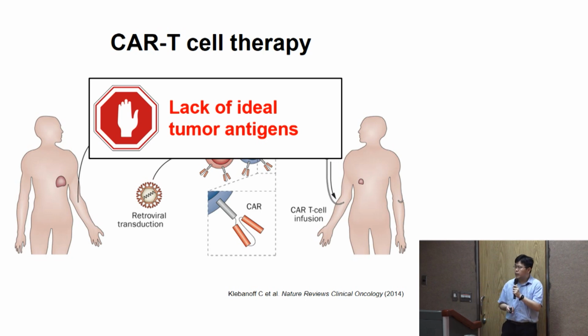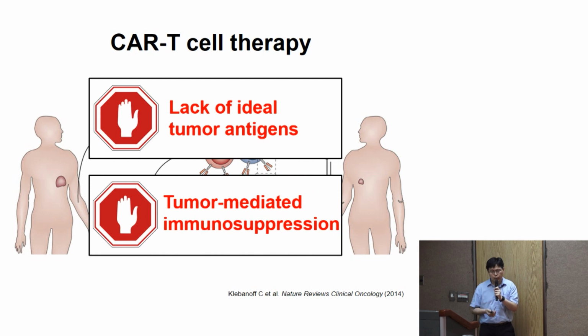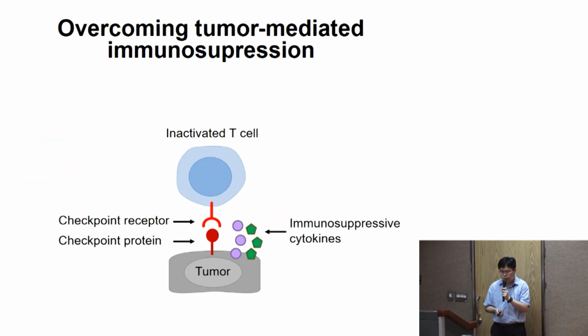Next, even if there is an ideal targetable tumor antigen, upon reinfusing the T cells back into the patient's body, tumor-mediated immune suppression can immediately shut off T cell function and render the therapy ineffective. What do I mean by tumor-mediated immune suppression? Tumor cells are known to use natural mechanisms normally used to prevent autoimmunity, or to shut off the immune response when the immune system is no longer needed.